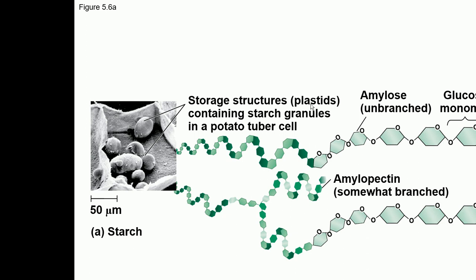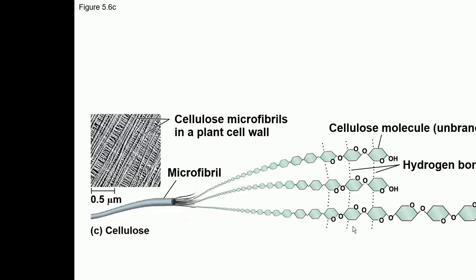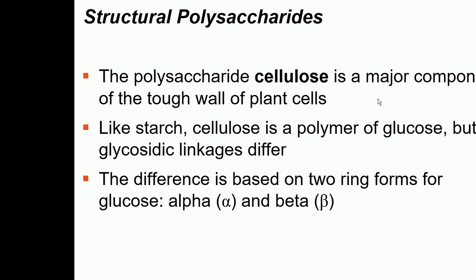Okay, so this is amylose, which is unbranched, amylopectin, which is somewhat branched. Then glycogen is extensively branched. This is showing you cellulose molecules. You can see how they are all connected to each other. Glycogen is a storage polysaccharide in animals. Glycogen is stored mainly in liver and muscle cells. Cellulose is the major component of the tough wall of plant cells.